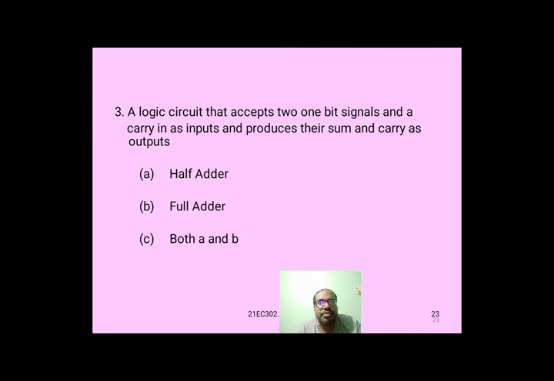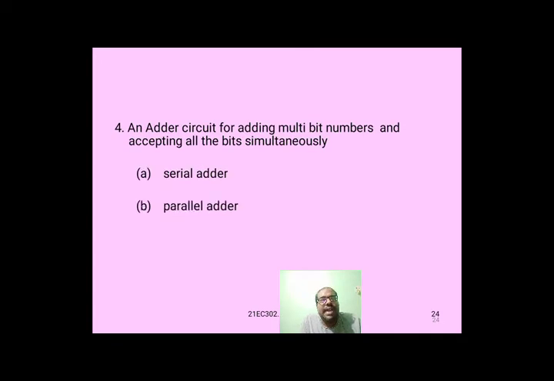Next, third one. A logic circuit that accepts two 1-bit signals and a carry in as inputs and produces their sum and carry as outputs is: A half adder, B full adder, C both A and B, D none. Answer is B, full adder. Next, fourth one. An adder for adding multi-bit numbers and accepting all the bits simultaneously is: A serial adder, B parallel adder, C both A and B, D none. Answer is B, parallel adder.